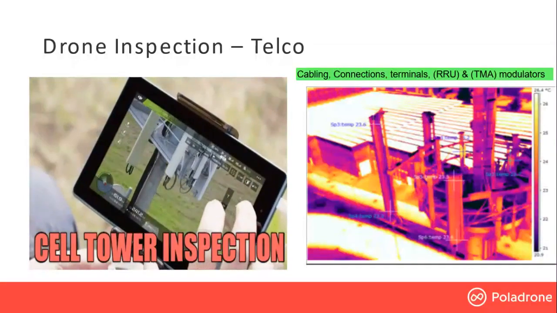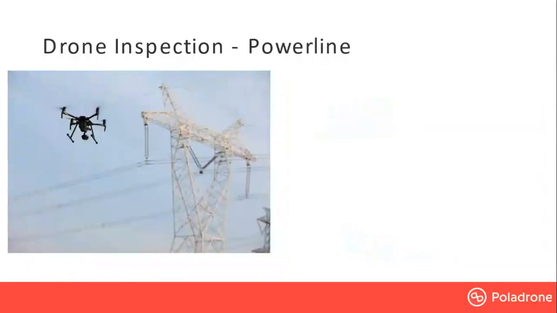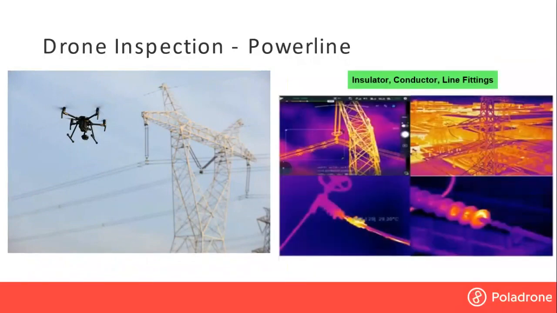And then the third industry is the power line. By using drone inspection on power lines, you can check the insulator, conductor, and line fittings without using human labor to climb up and take readings. You can remotely control the drones and capture thermal imaging from a far distance. So these are the three inspections that can be done in three different industries.